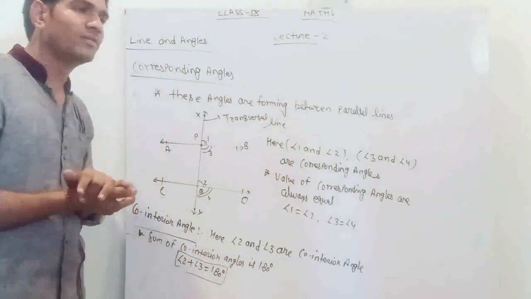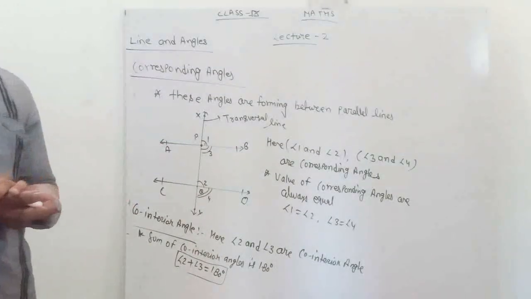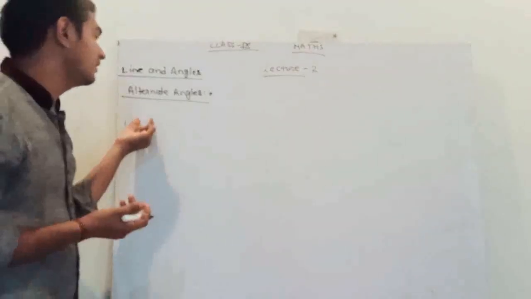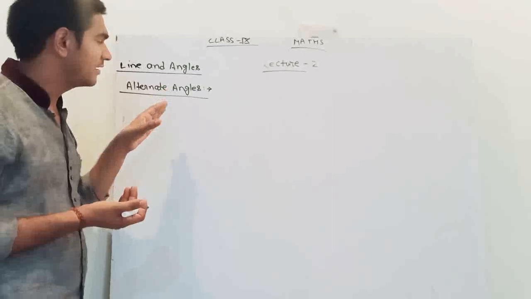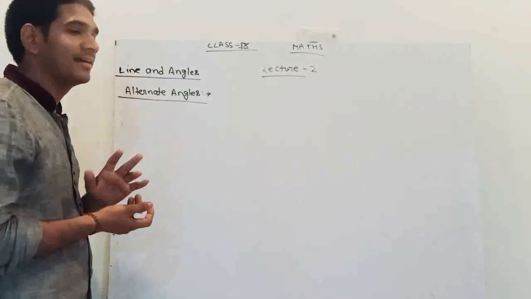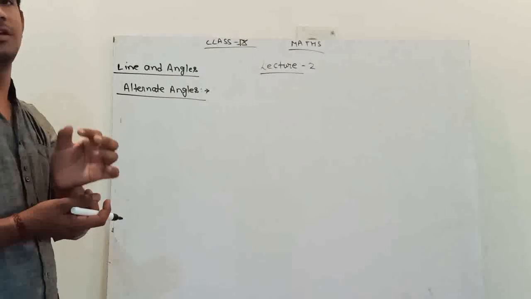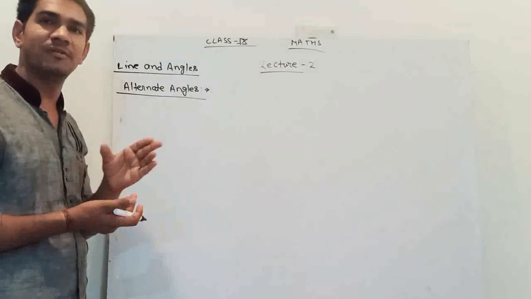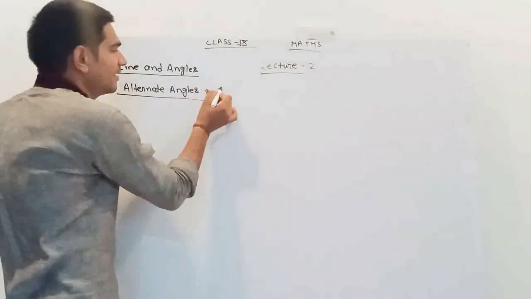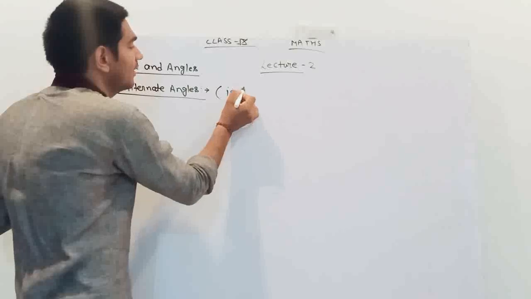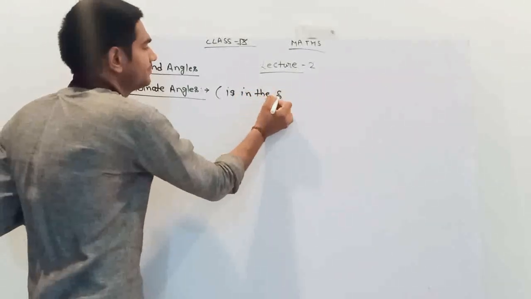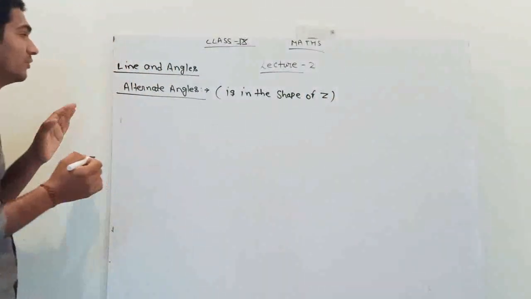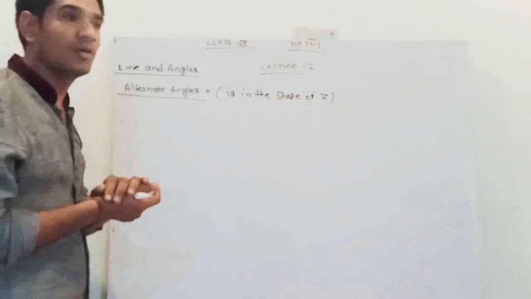Okay, now next we will discuss the alternate angle. Next angle is the alternate angle. So students, what is the sufficient condition to form the alternate angle? Alternate angle ki condition kya hoti hai? These angles are always forming between two parallel lines. Okay, ye angle ka formation wo kahan pe hoga? Between two parallel lines, and generally in the shape of Z. So these angles are forming generally in the shape of Z.